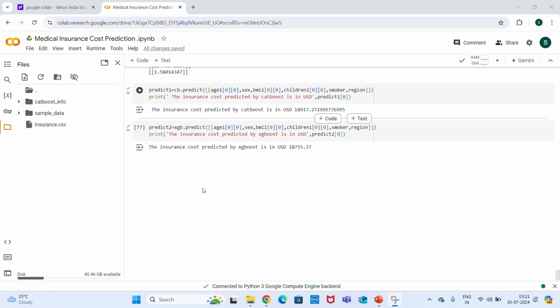So the CatBoost and XGBoost models show good performance in predicting medical insurance costs, and they have slightly higher accuracy when compared to SVR. SVR is performing at a lower level here. So CatBoost and XGBoost models are effective in estimating insurance charges based on the given features, providing valuable insights for insurance companies. So thank you.